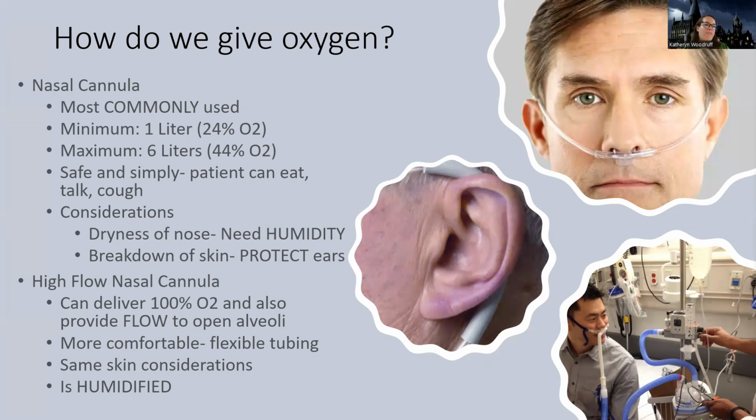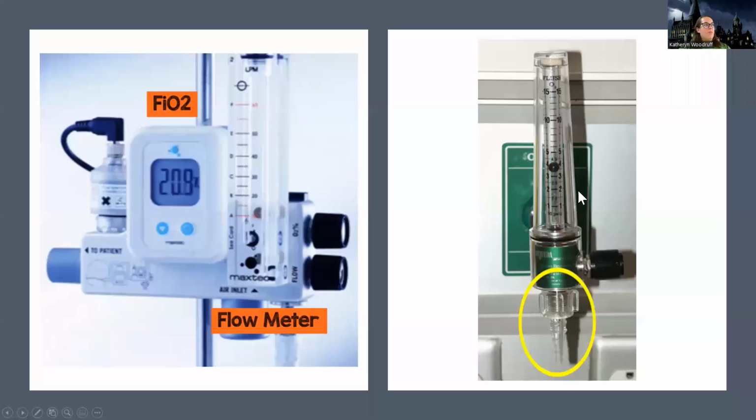And there's also what's known as high flow nasal cannula, and that's what is over here. It can deliver up to 100% oxygen and also provides flow, or kind of a push to force the air in. It adds something called PEEP, which helps to keep the alveoli inflated, which is super helpful for a lot of patients. It's more comfortable, has more flexible tubing, but it has the same skin considerations. It's automatically humidified. So if we need to step it up, we can use that.